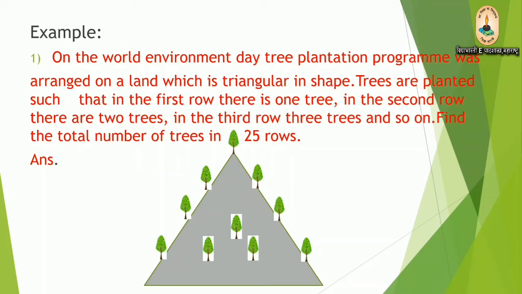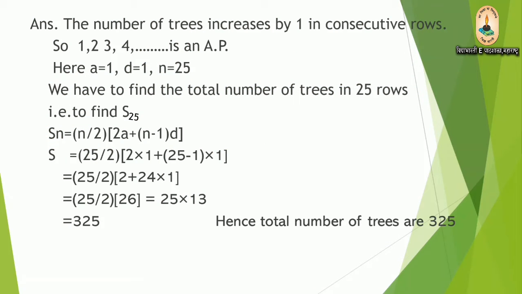Here we show this information in the pictorial form. First row shows 1 tree. Second row shows 2 trees. And there are 3 trees in the third row. There are 4 trees in the fourth row, and so on. The number of trees increases by 1 in consecutive rows. And therefore 1, 2, 3, 4 and so on is an arithmetic progression.